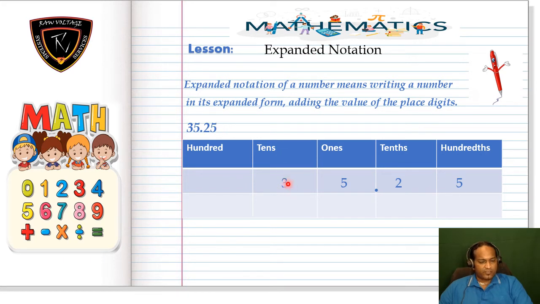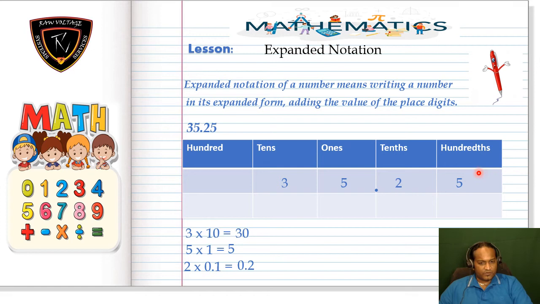Right, so this 3 here is 3 multiplied by 10, because it is in the tens place. So 3 tens are 30. The value of this 5 is 5 multiplied by 1 because it is in the ones place, which is equal to 5. And we mentioned that this 2 in the tenth place is equal to 2 multiplied by 0.1, which is equal to 0.2.